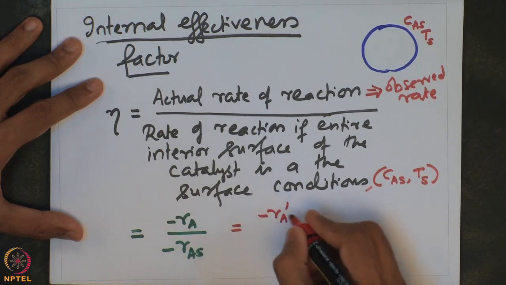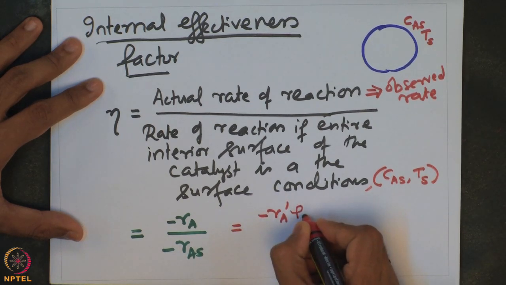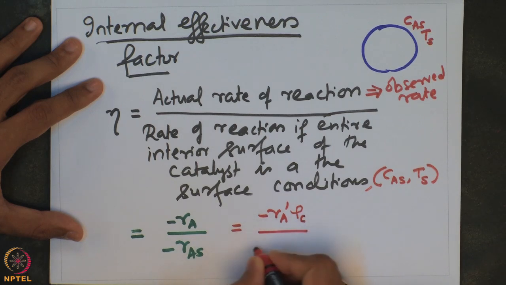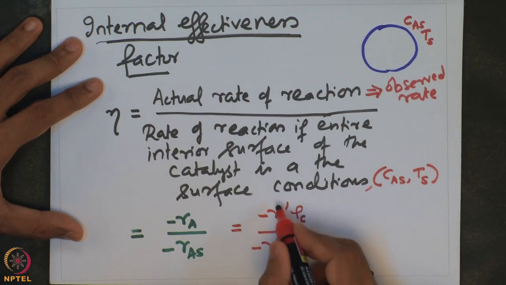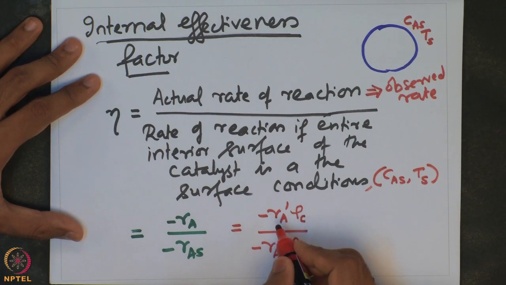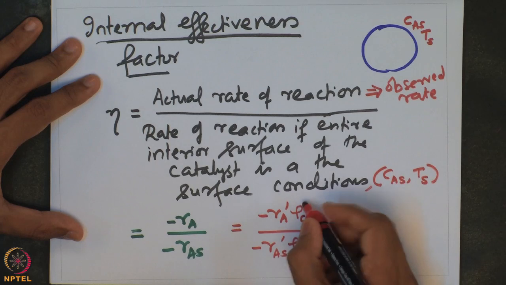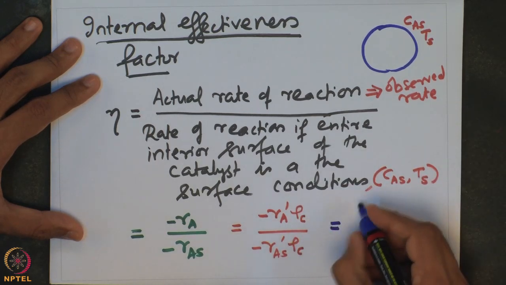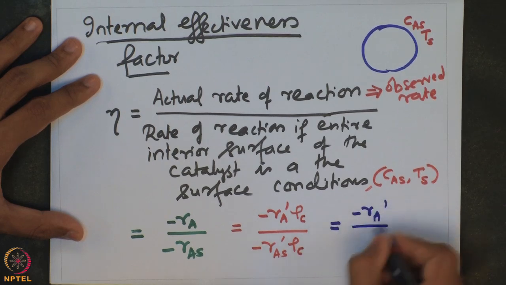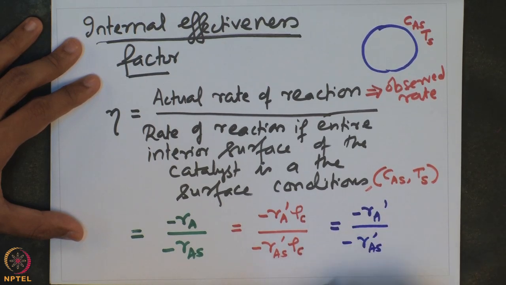minus Ra prime into rho c, where now the Ra prime is basically the rate at which the reaction happens defined based on the mass of the catalyst. And so, I can now cancel this off, cancel the densities, and so this is essentially equal to minus Ra prime by minus Ras prime.